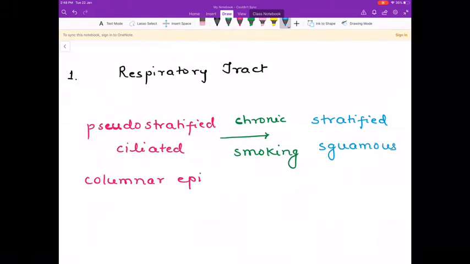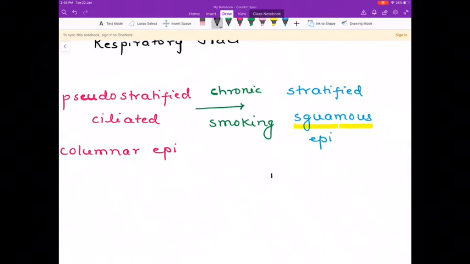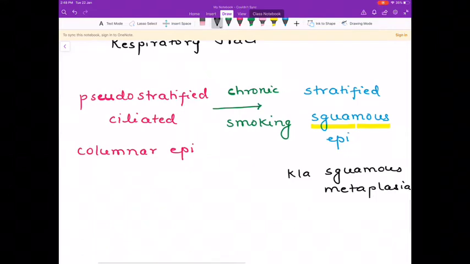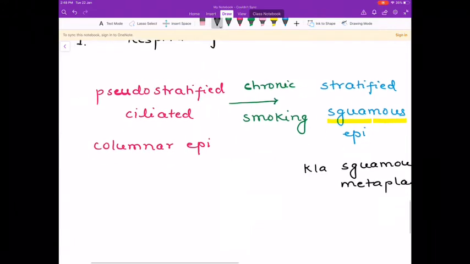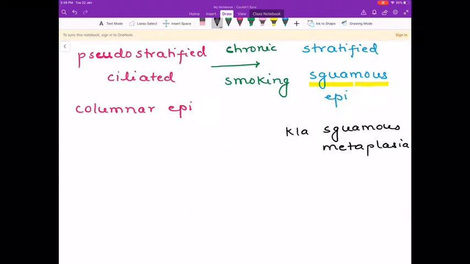Okay, so there are three questions which are asked from this particular line. One is, what is the normal lining of respiratory tract? Second, what is the most common cause of metaplasia in respiratory tract, which is chronic smoking? Third, what is the type of metaplasia seen in the chronic smoker? Answer will be squamous metaplasia. So this was the story of respiratory tract. Example of metaplasia in respiratory tract is squamous metaplasia.